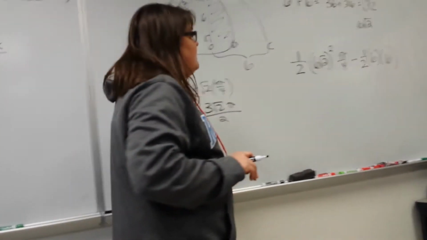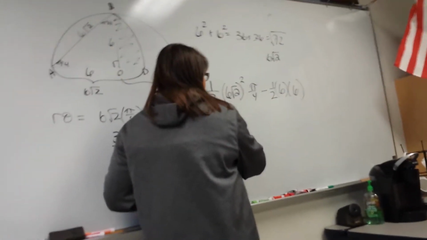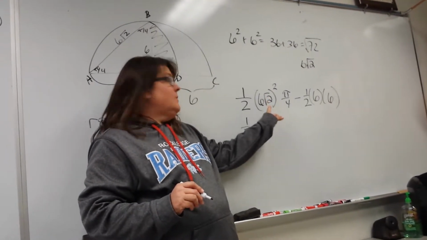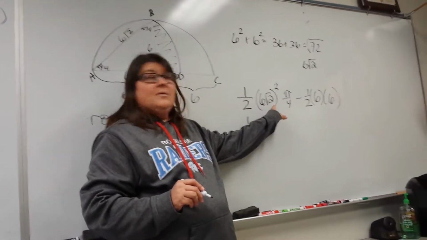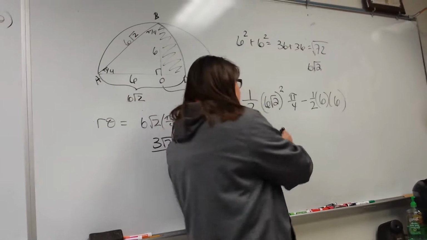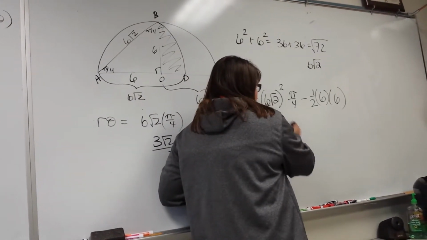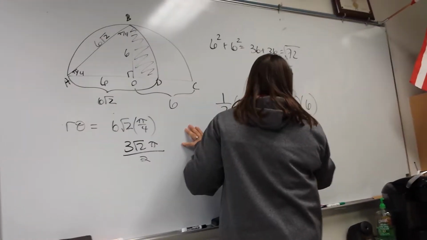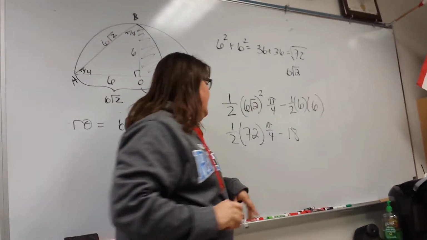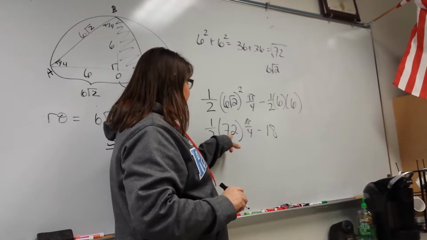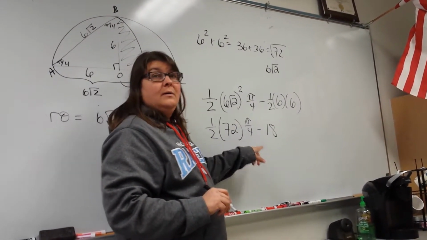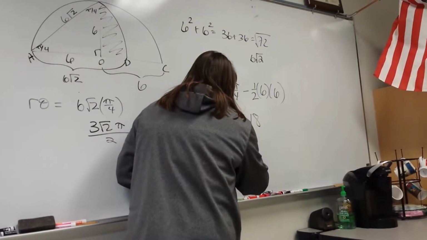Yeah. Okay, so remember, the 6 gets squared, then the square root of 2 gets squared. So you would have 36 times 2, right? So what'd you get? 72 times pi over 4. 6 times 6 is 36. Half of that would be 18. Half of this would be 36, divided by 4. 36 divided by 4 is 9. 9 pi minus 18.